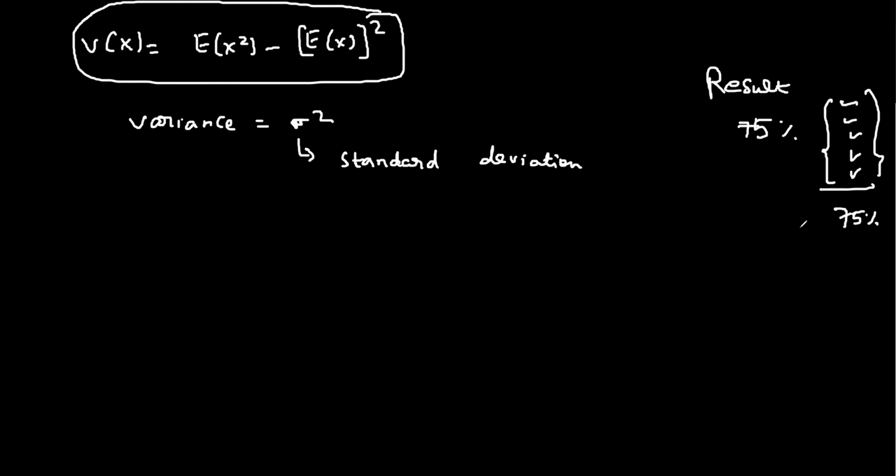That's correct. But if I tell you your result is 75% with standard deviation 5, it means that your marks lie between 75 plus and minus 5. So I see, your marks lie between 70 to 80 marks. Oh, that makes sense.